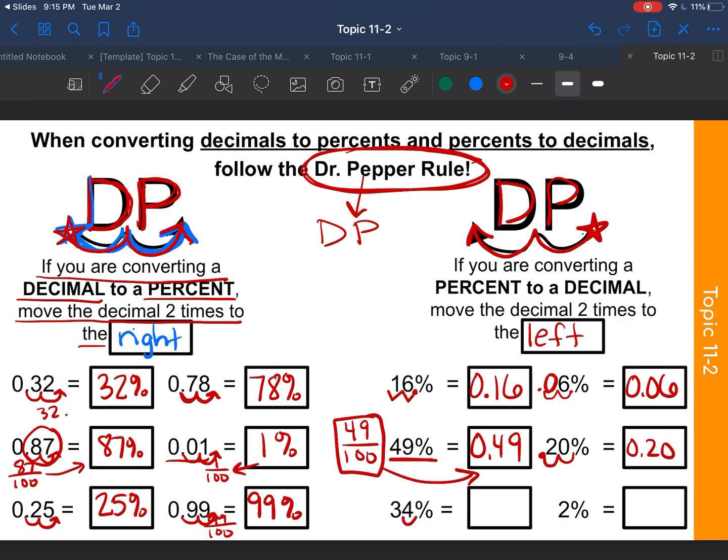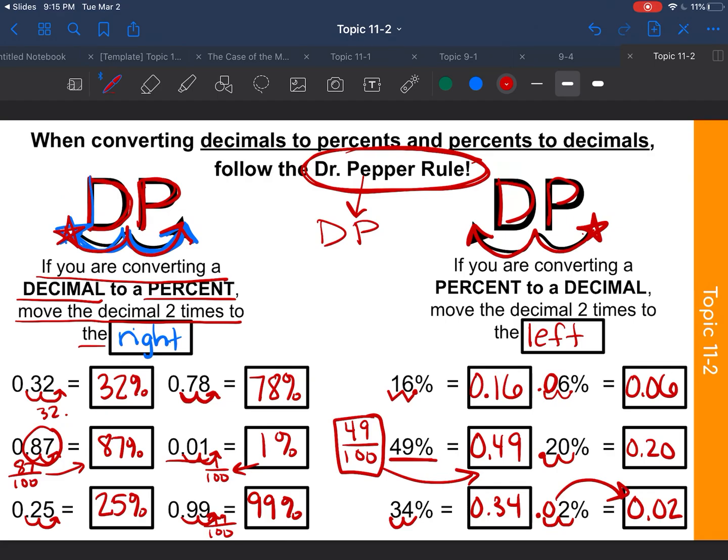34%, shift it to the right twice. 34 hundredths. 2%, remember, cross out that percent sign. You can write it as a fraction if you would like, 2 hundredths. Now, if you don't want to turn it to a fraction first, what you can also do is just shift it once, twice, decimal goes there, 0 goes there.